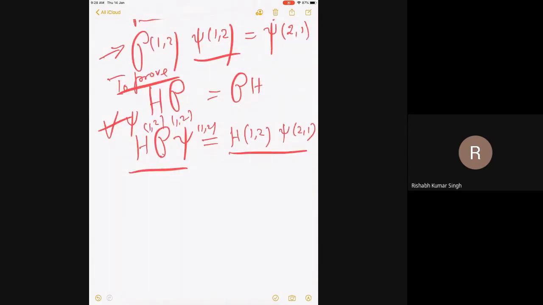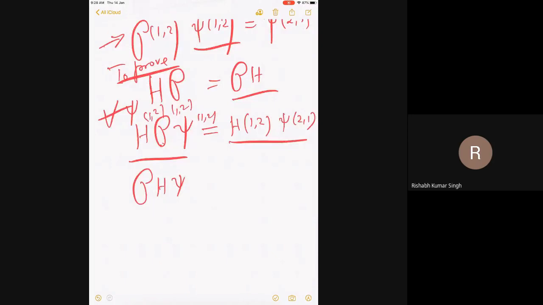Then I take up PHψ, so the right hand side. Again, 1, 2, 1, 2, everything is there. Now P does not act on ψ. P acts on Hψ.